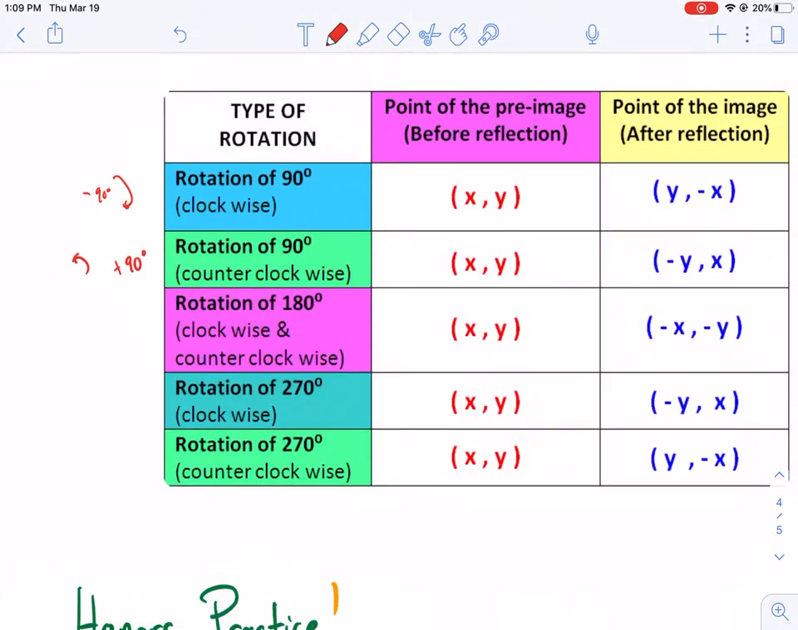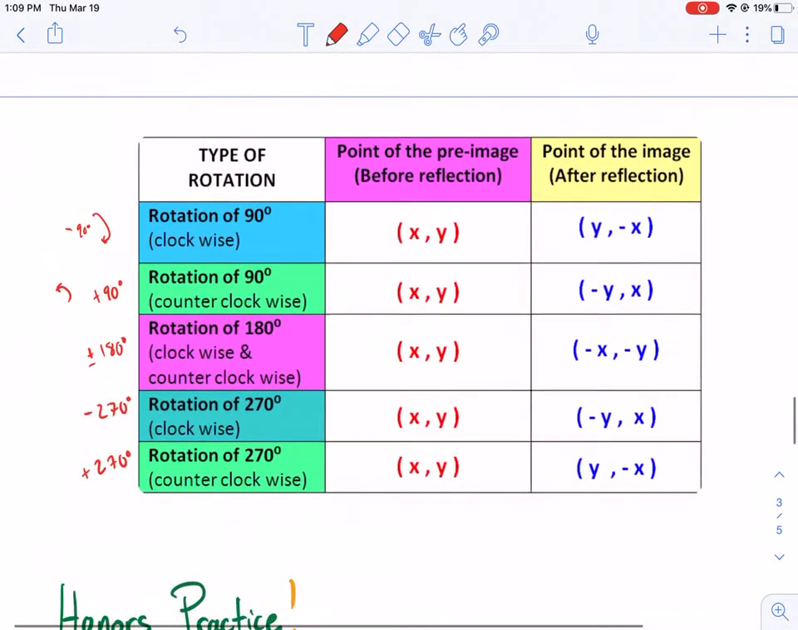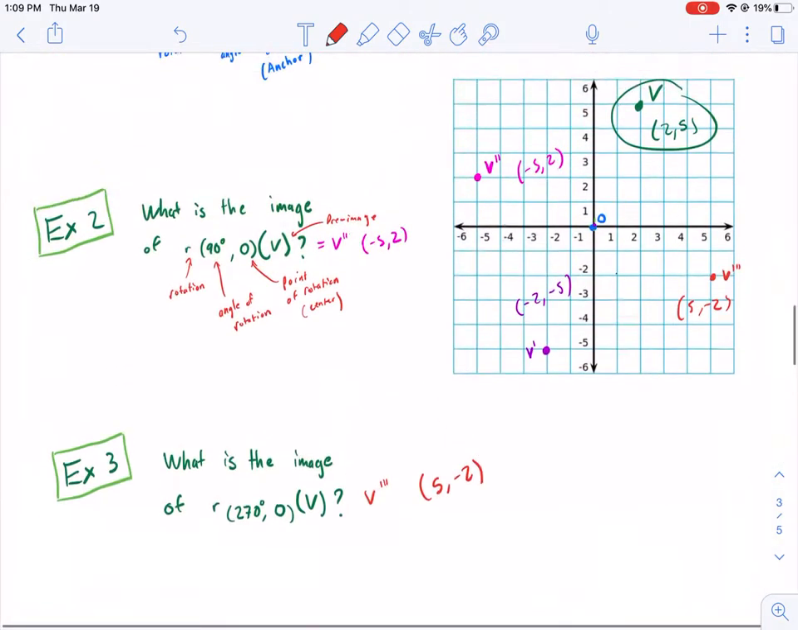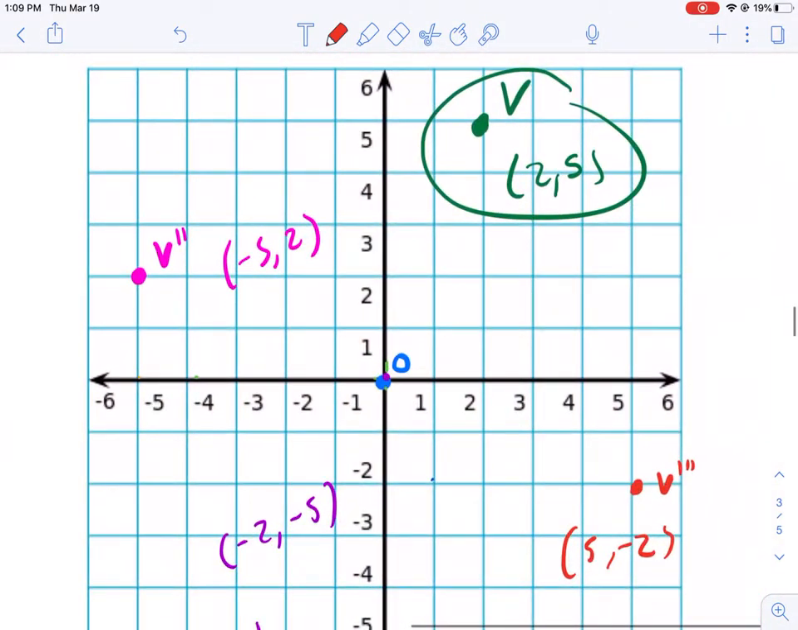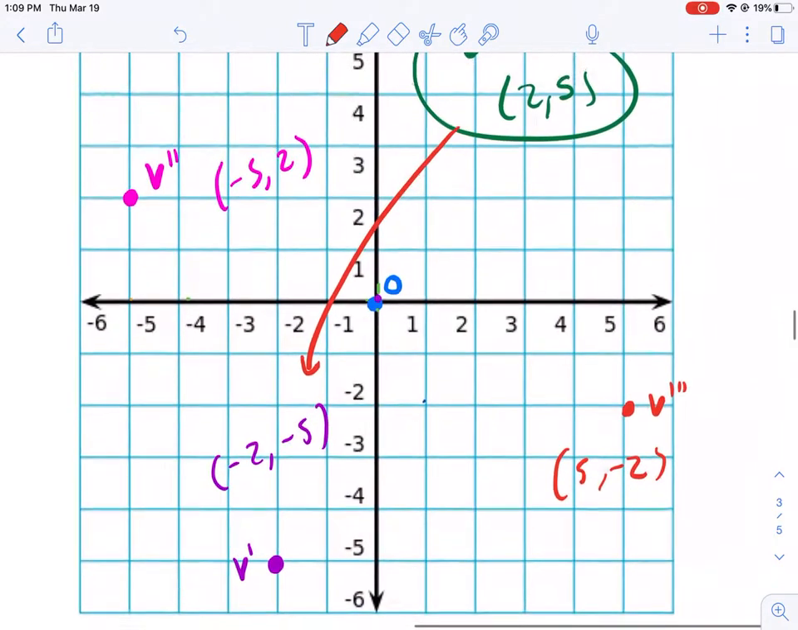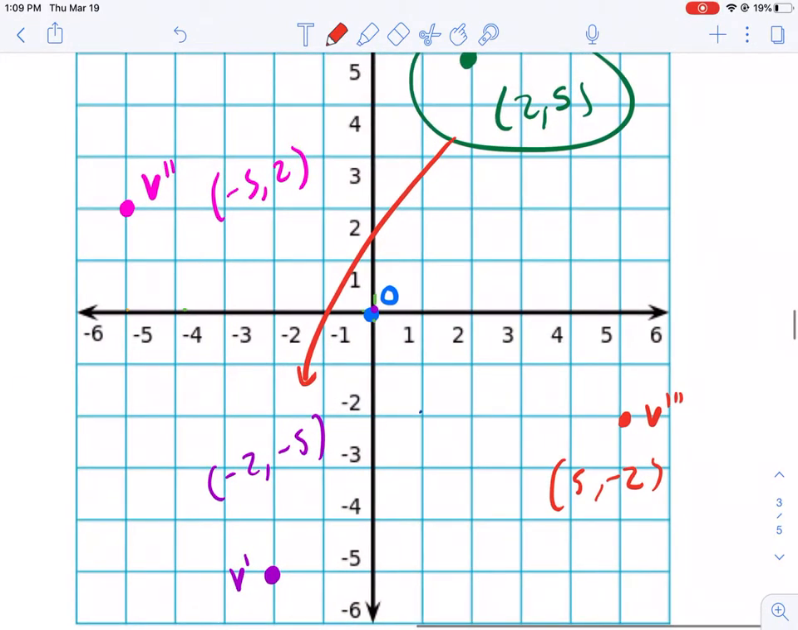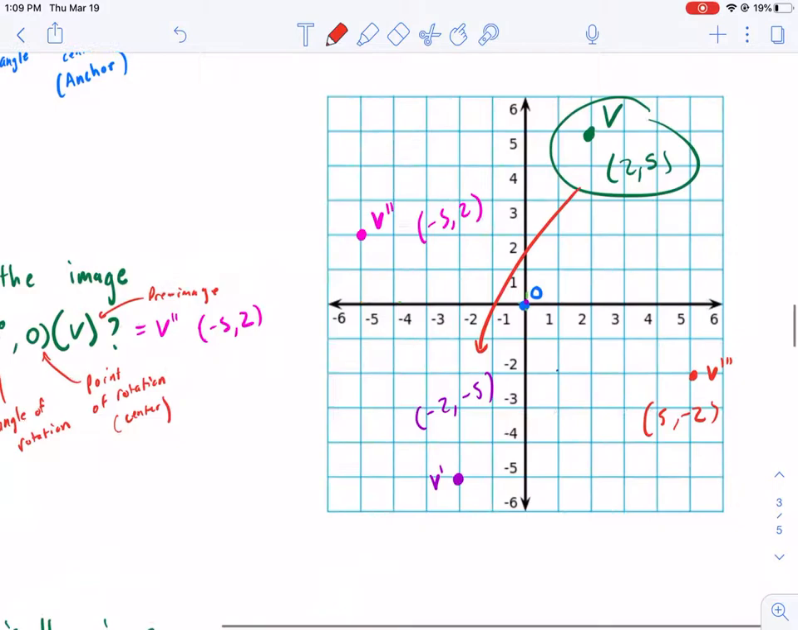So a rotation of 270 clockwise is a -270, and this is a positive 270. So the ones we went over in our example, and this is plus or minus 180. You get to the same spot. If we look at our example for 180 degrees, you'll notice that we just changed the x coordinate and the y coordinate to be negative, and we get the same answer. So look at v going 180 to v prime, we get -2, -5. We made the 2 negative, then the 5 negative.